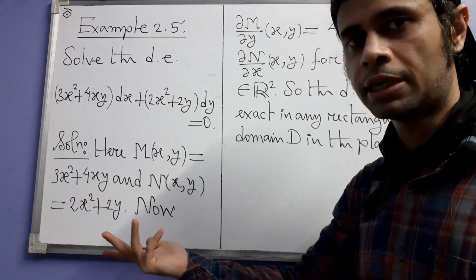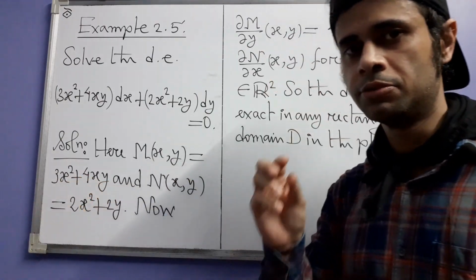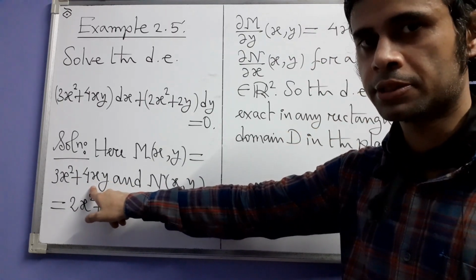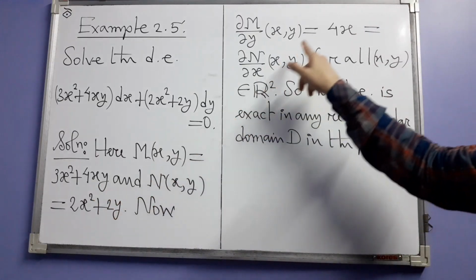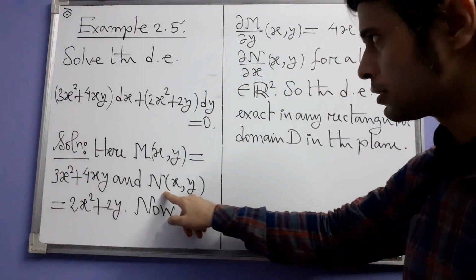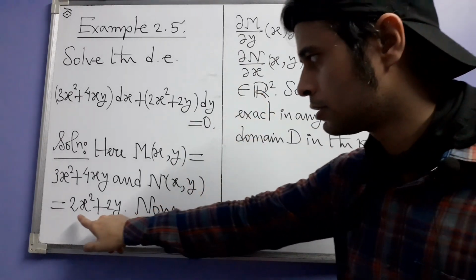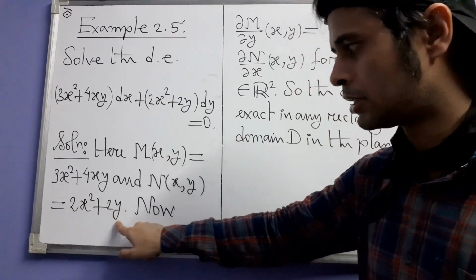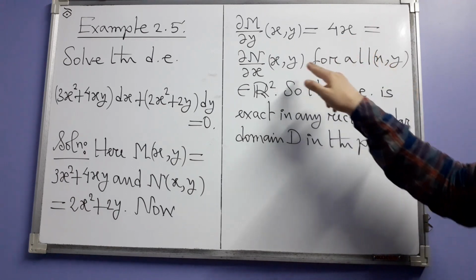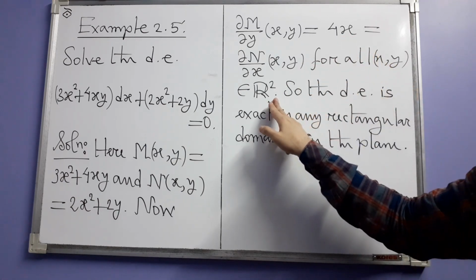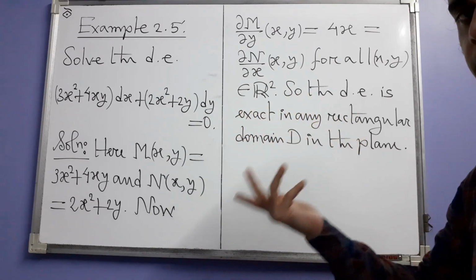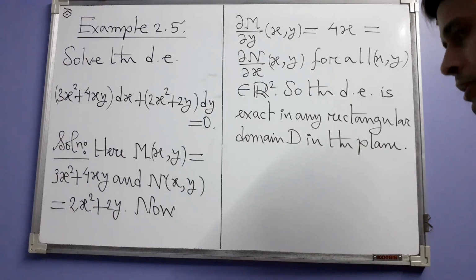Because we are differentiating partially with respect to y, the first term contributes 0. What happens to the second one? 4 and x are constant, and here you have y. So the partial derivative will be 4x. What will happen if you differentiate n partially with respect to x? Then you get 4x from this term, and this term contributes 0. So again you are getting 4x, and this equality is true for all x comma y belonging to the plane R2. And that is why our differential equation really is exact in any rectangular domain D in the plane.